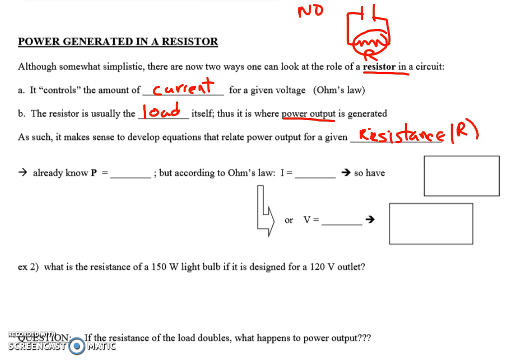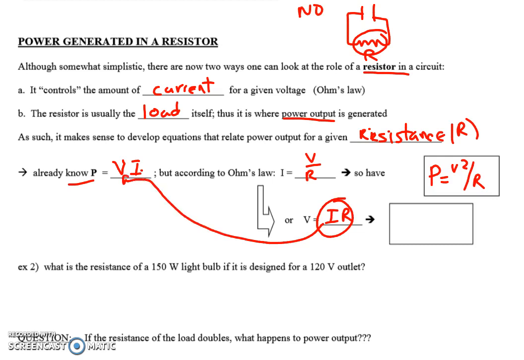So as I was saying, it makes sense to develop an equation that relates power output to a given resistance R. Let's do it. We already know that power in a circuit is voltage times current. But according to Ohm's law, we also know that current is equal to voltage divided by resistance. If we combine the two, we get a very simple equation. We take out the I, put in V over R, and we get P equals V squared divided by R. If we do another substitution, we also know from Ohm's law that the voltage drop across the load is equal to the current times the resistance. If I substitute this into the V, then I have I times R times I, so P equals I squared times R. Now we have three equations that can tell us the power in a circuit. We can do voltage times current if we know both, or voltage squared divided by R, or I squared times R, all depending on the information we have, which is pretty nice to know.